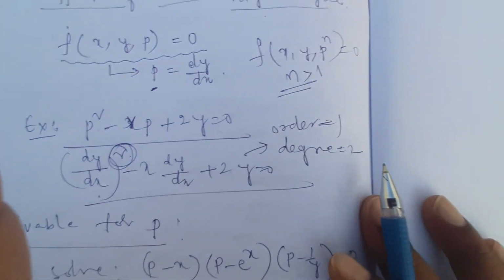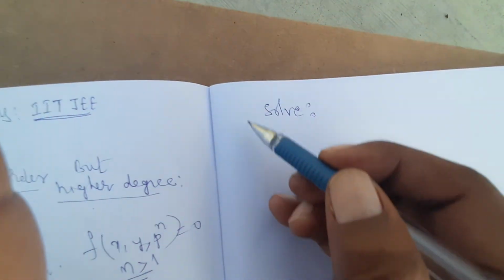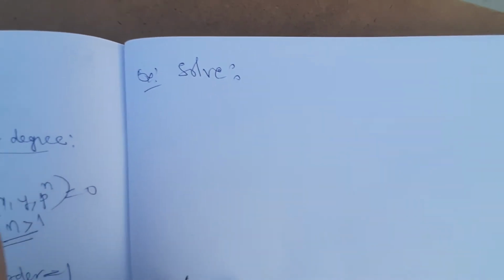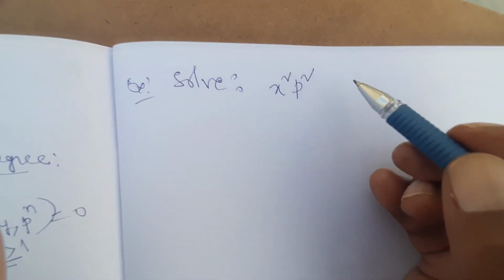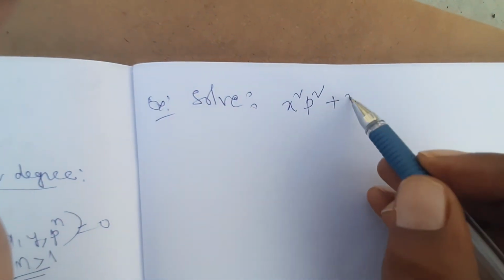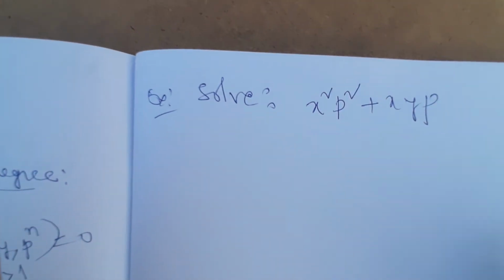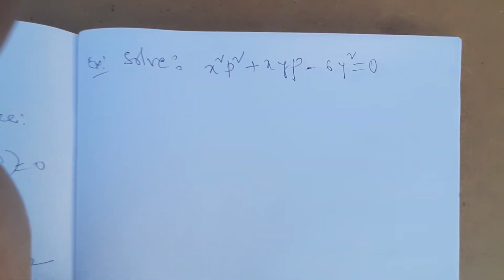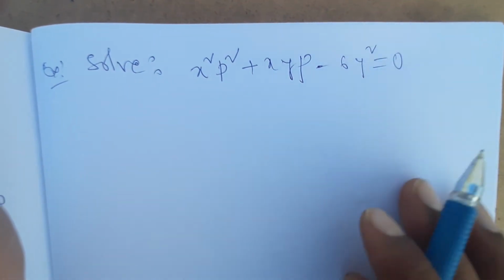One more example I will give in this model. Here they have given: solve the differential equation. This is also a second example, solvable for p only, exclusively from the competitive exam point of view. Solve the differential equation x^2 p^2 plus xyp minus 6y^2 equal to 0. Okay, listen all of you.